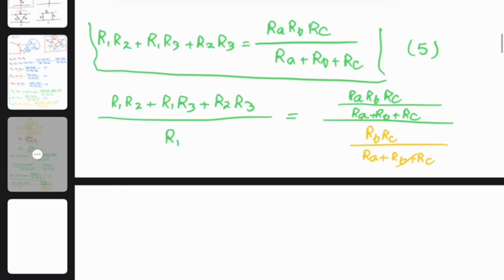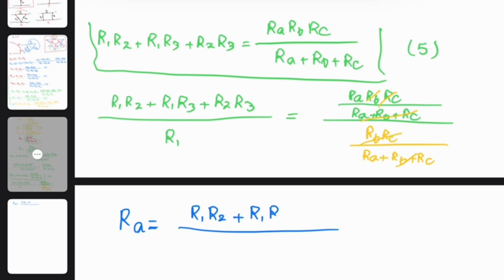Obviously, this is cancelled. Rb and Rc are cancelling here. What is left here? Ra is left. And what is Ra? Ra is simply equal to R1 R2 plus R1 R3 plus R2 R3 over R1.